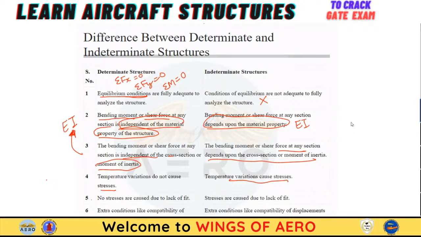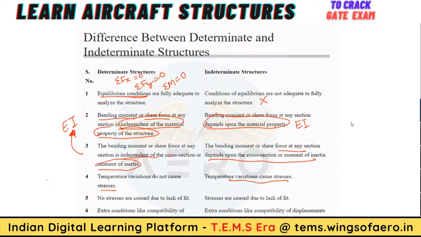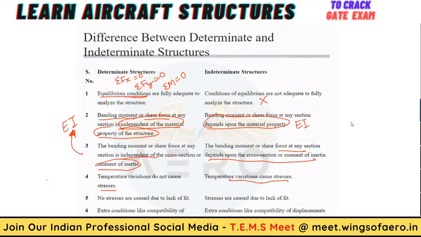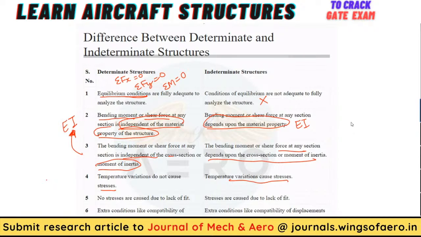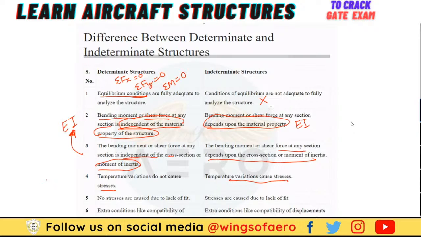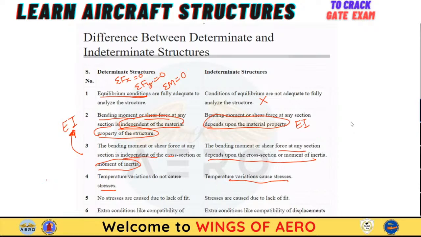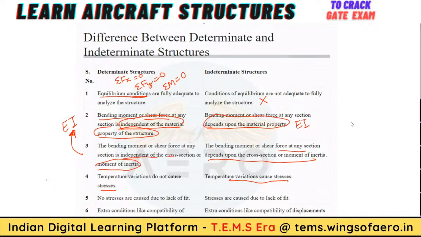Right. Now the fifth is that no stresses are caused due to lack of fit. These are very, very important, as this time they're asking multiple selection type questions, so you should know each and every point. In the indeterminate case it will be caused, that means fittings and joints may vary over here, right?